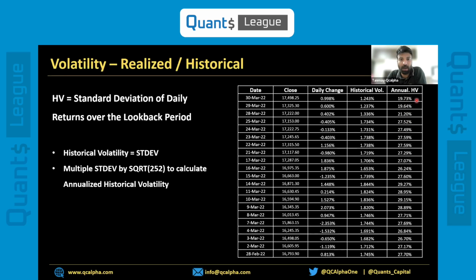It will have a look back period. All your historical or realized vols are going to have a 10-day look back, a 20-day look back, or a 10 period, 20 period, 40 period look back, depending on the strategy you are trading. All these parameters need to be back tested and optimized as per your strategy. But in isolation also, it is very important to look at where your annualized vols or historical vols are going.